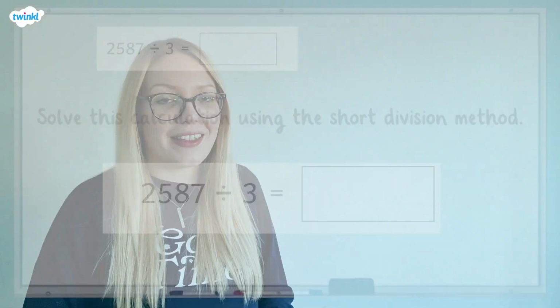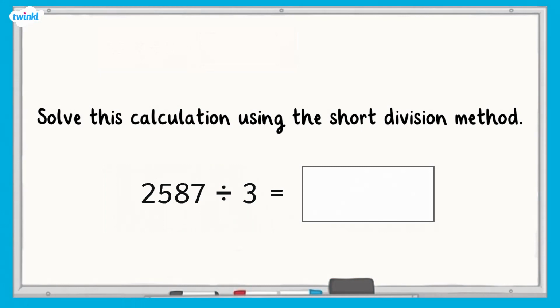Now it's your turn. Solve this calculation using the short division method. You can use counters to help if you need to. 2,587 divided by 3. Pause here and have a go. You can unpause to see how you should have completed the calculation step by step.